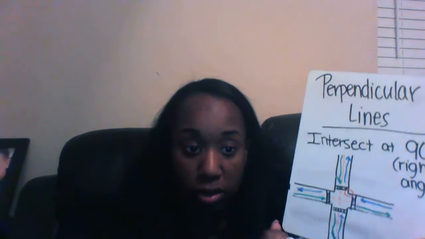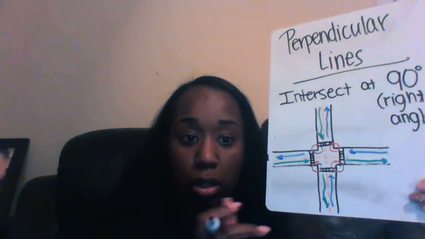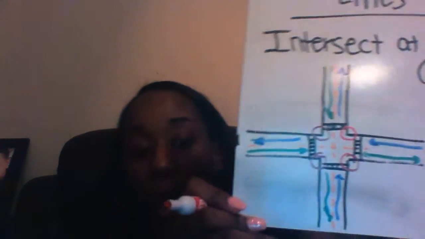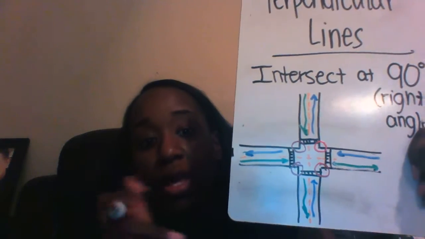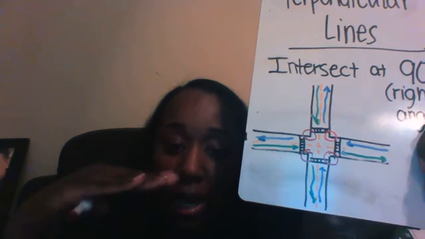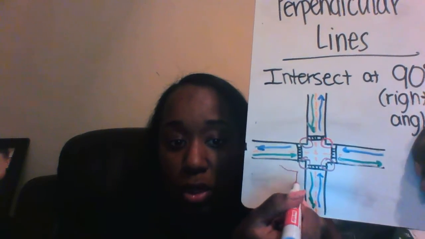Perpendicular is right here. It's that moment when I make that turn, that right turn. It's this moment here, it's this moment here, and it's this moment here. Do you see those? Those are all perpendicular moments, perpendicular lines, okay? This is where we meet, and we meet at a 90-degree angle.